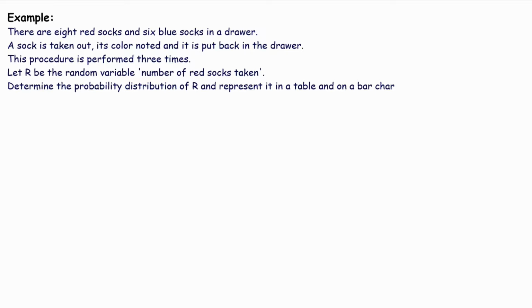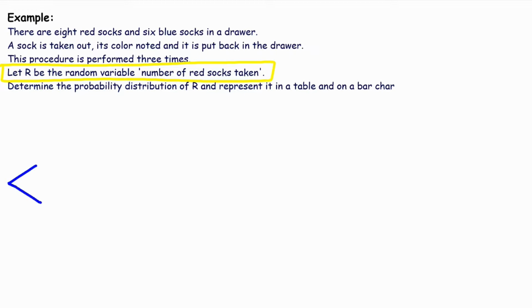So the key thing here that I just want to highlight is this one here. Our focus is: let R be the random variable, the number of red socks taken. So when we prepare our sample space, that is our focus. Anyway, let's carry on. The selections here have been done 3 times, so probably a tree diagram will be the best way to represent our sample space.